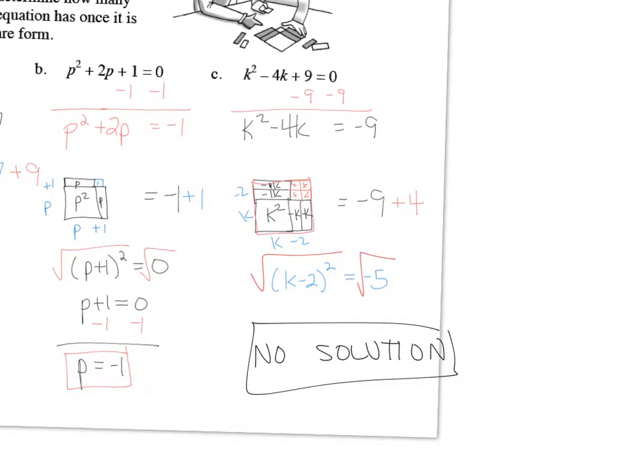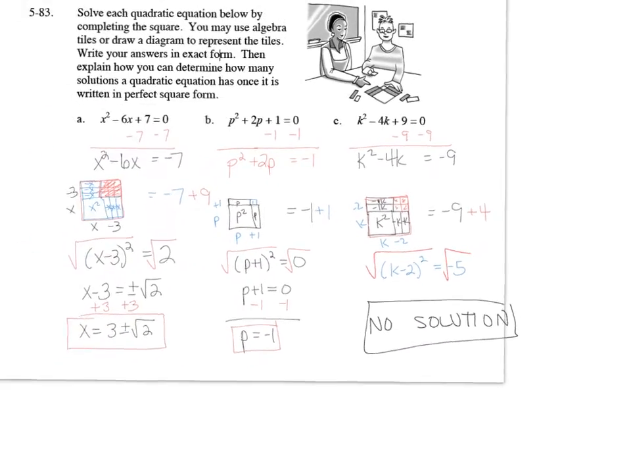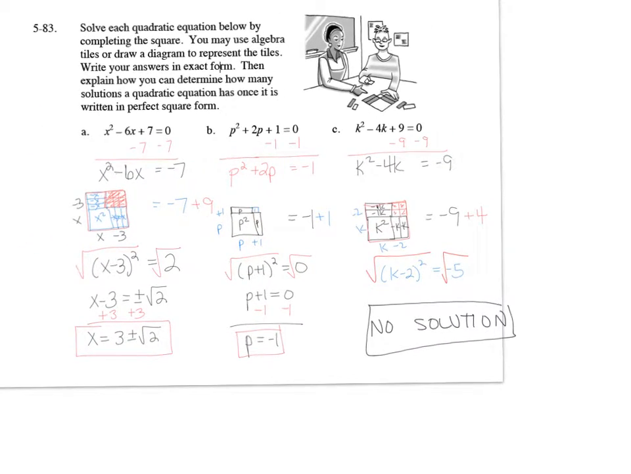All right, so you should have seen in this problem that it also asked you to explain how you can determine how many solutions a quadratic equation has once it's written in perfect square form. So that's our perfect square form. And if you look at the notes from the last section that you were supposed to copy down, oh, mine are gone. Just give me a moment. You could actually write this in a more formal way. So hold on just a moment and I'll pull mine up.